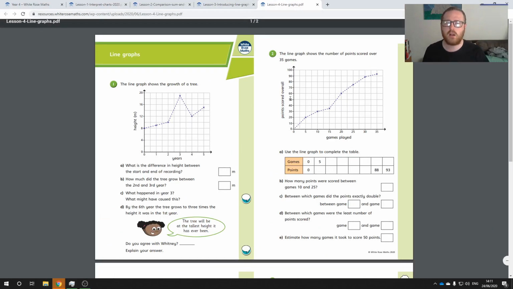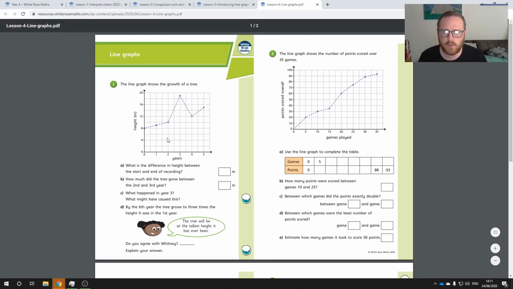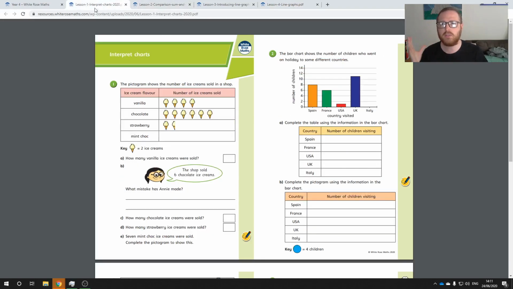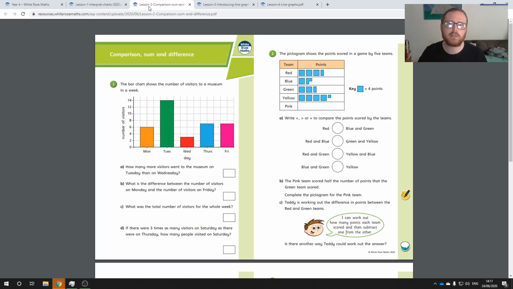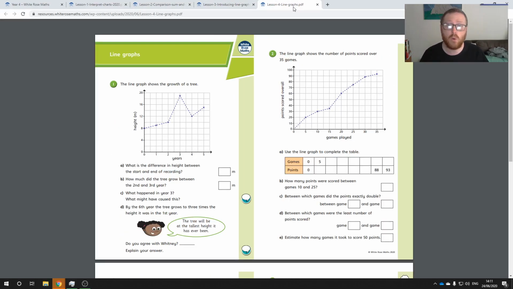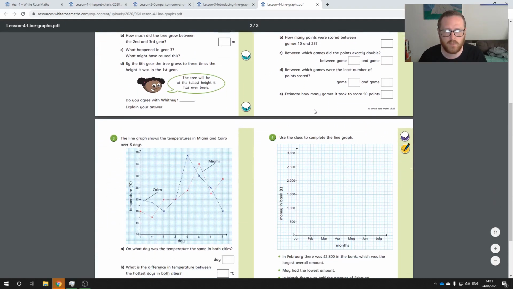And the very last day on the line graphs is very similar to how on day one we were just interpreting charts, we were just looking at them, and on day two we were doing some deeper understanding and answering some more questions about them. On day three we introduced the line graphs, and day four we were taking that next step, and you're going to answer some more questions about the line graphs.